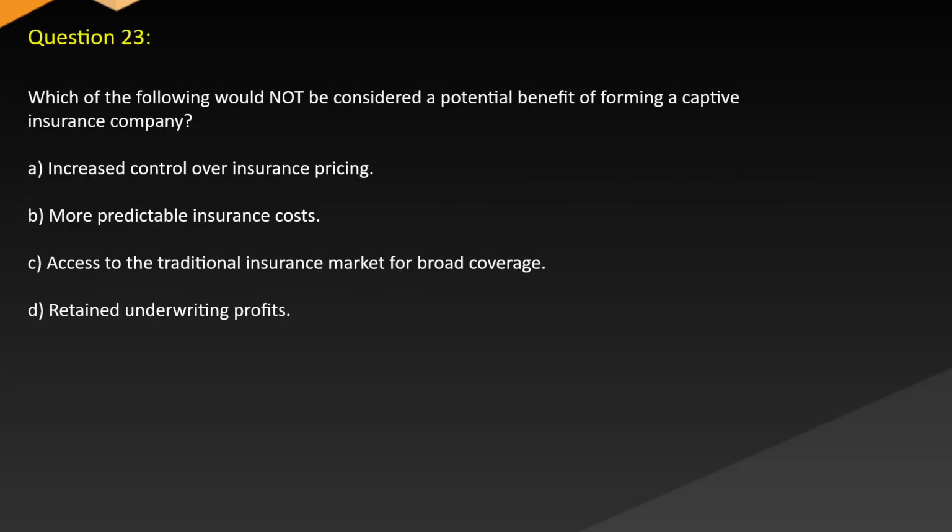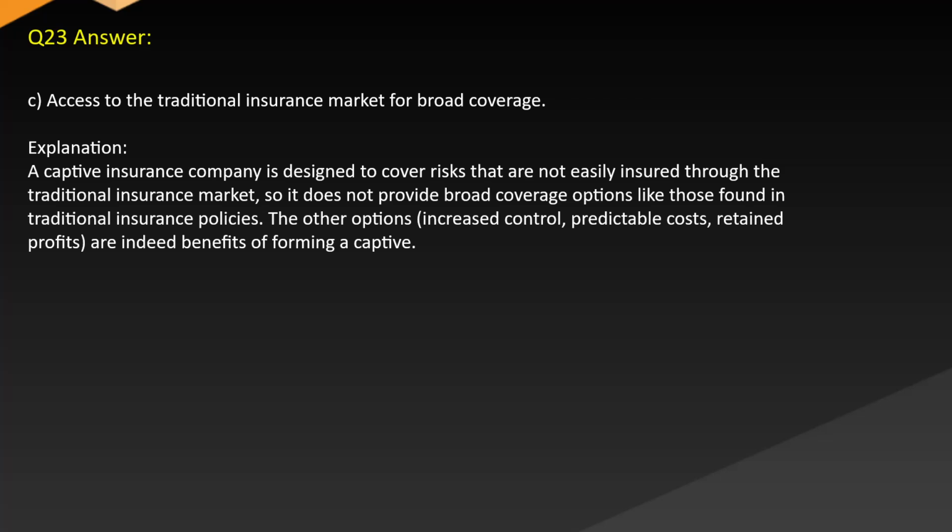Question 23. Which of the following would NOT be considered a potential benefit of forming a captive insurance company? A. Increased control over insurance pricing. B. More predictable insurance costs. C. Access to the traditional insurance market for broad coverage. D. Retained underwriting profits. Answer: C. Explanation: a captive insurance company is designed to cover risks that are not easily insured through the traditional insurance market, so it does not provide broad coverage options like those found in traditional insurance policies. The other options, increased control, predictable costs, retained profits, are indeed benefits of forming a captive.